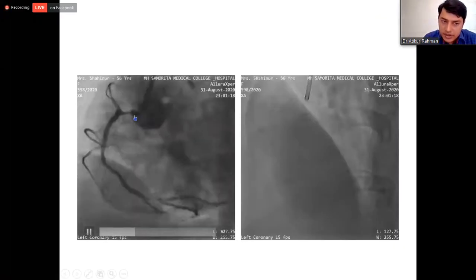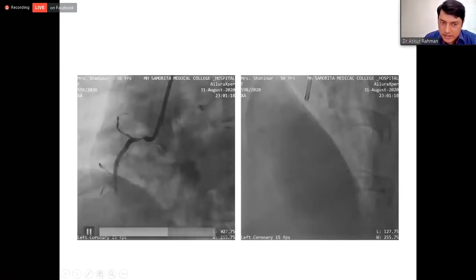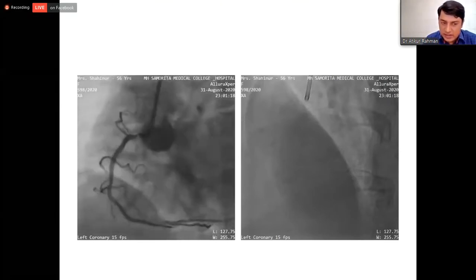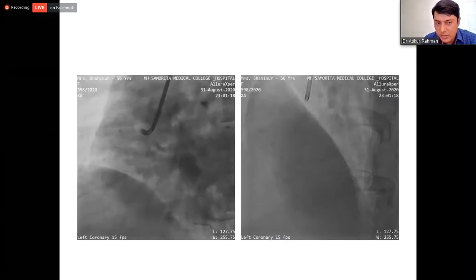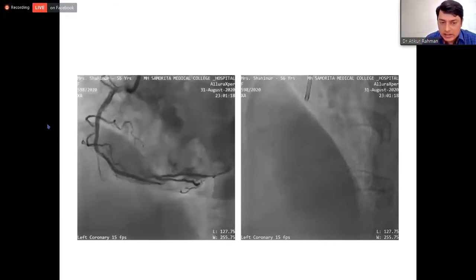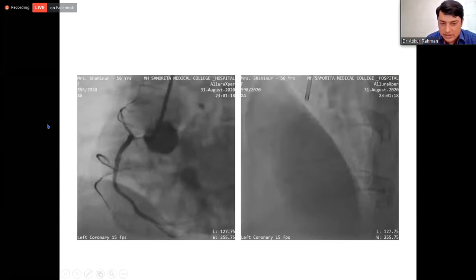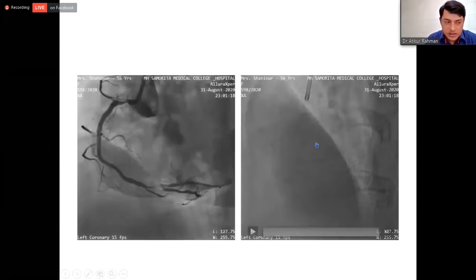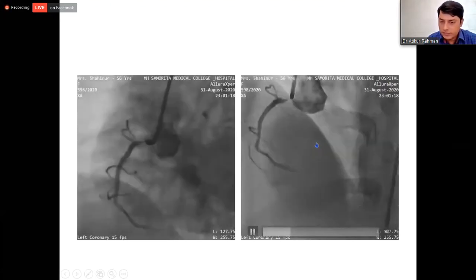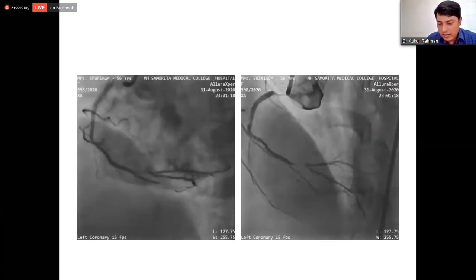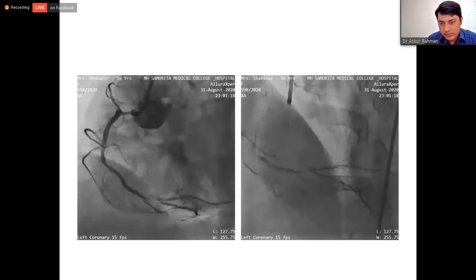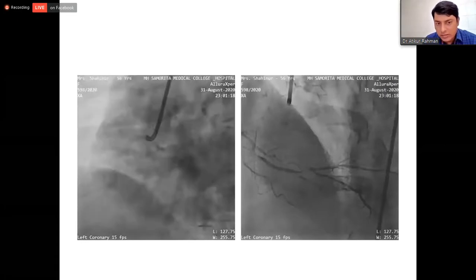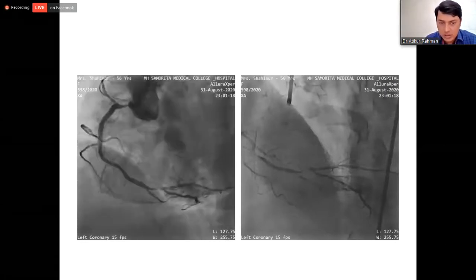We took a 6 French guiding catheter directly to cannulate the RCA, and we were a bit surprised seeing that there are 2 lesions. One is at the ostioproximal part and another is at the distal RCA, just before the bifurcation. This is another view. And we were in doubt whether the proximal lesion is spasm or a true lesion.